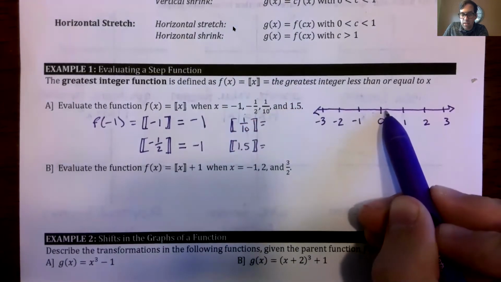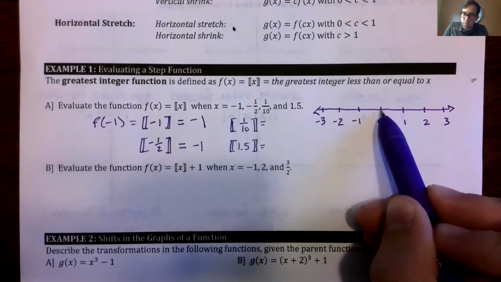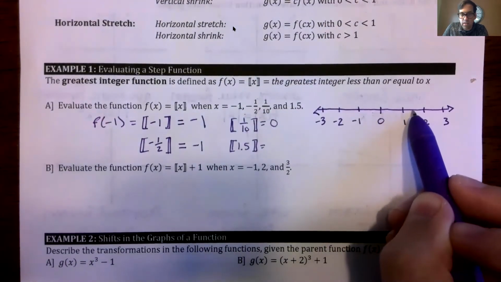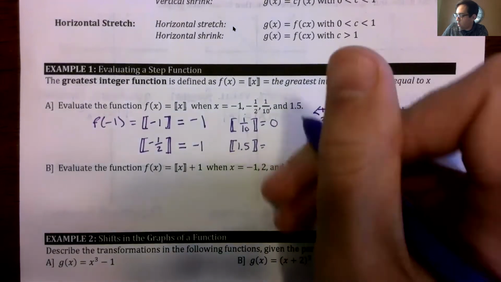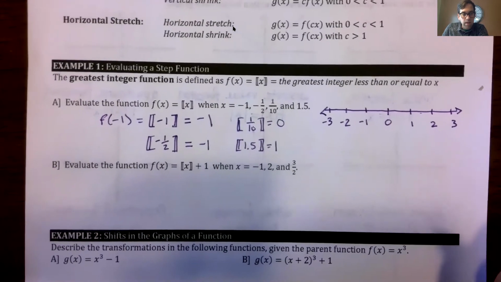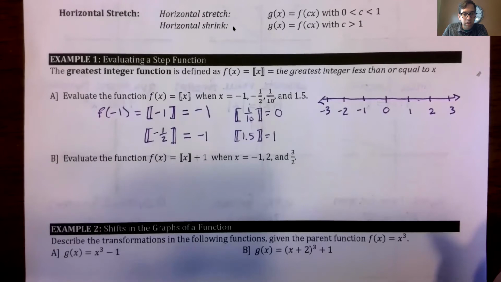1/10 is somewhere around here. The greatest integer less than that would be 0. And 1.5 is right here. The greatest integer less than that would be 1. In other words, we always round down no matter what the decimal is. Round down.